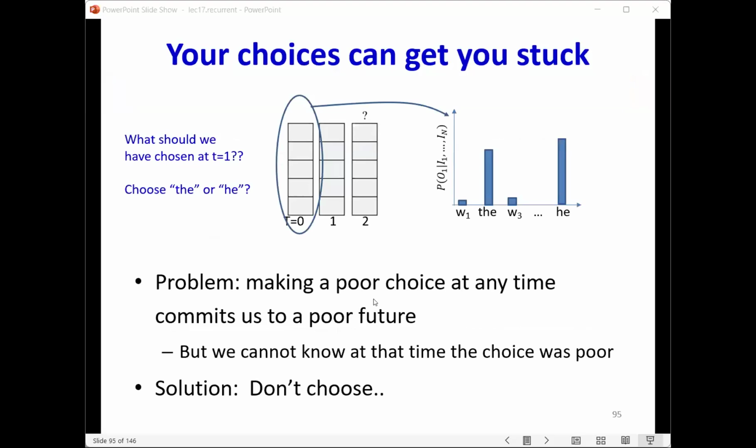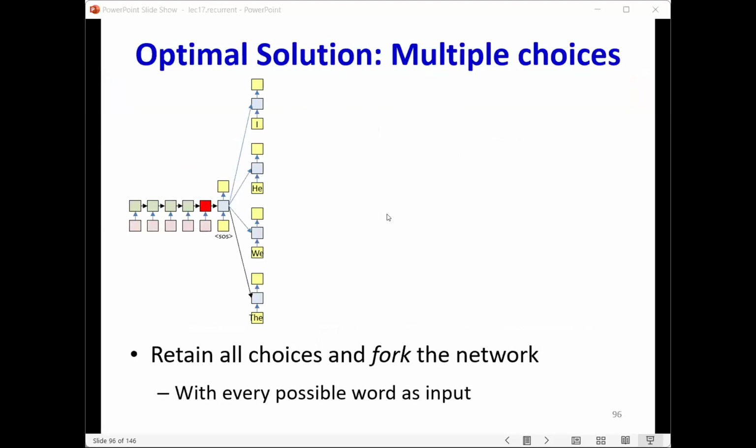So we see that our choices can get you stuck. Making a poor choice at any time commits us to a poor future, but we cannot know at that time that the choice was poor. So the solution: do not choose, right? Here's what we're going to do. From this distribution, we could have picked any of these words.